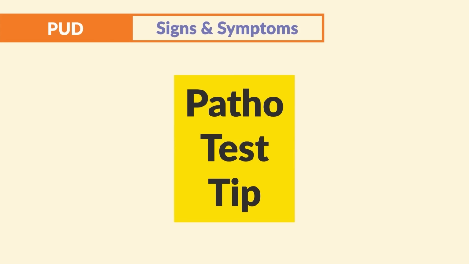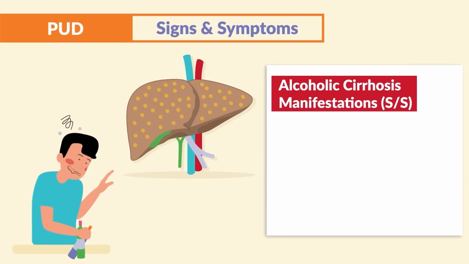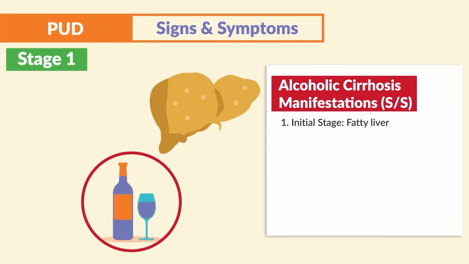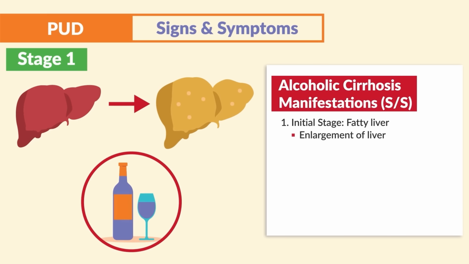Now for a little test tip for your pathophysiology exams on the highly tested alcoholic cirrhosis manifestations, or signs and symptoms. So number 1 is the initial stage. We see a fatty liver with enlargement of the liver. Now this stage is reversible with cessation of drinking, or fancy words for stop drinking. We can reverse the problem.